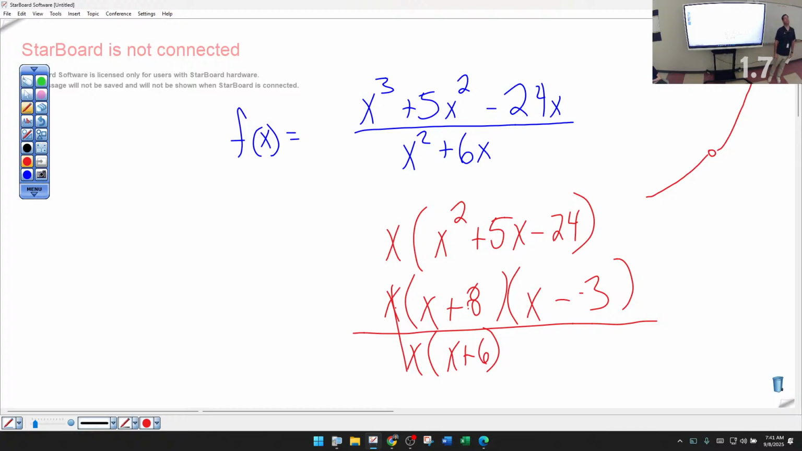Gosh, what's the mathematical term for it? Yeah, removable discontinuity. It's where it was continuous and now it's not continuous, so it's discontinuous. I think it's a removable discontinuity here. It doesn't make it continuous. It's a hole. I just like to call it a hole. Okay?